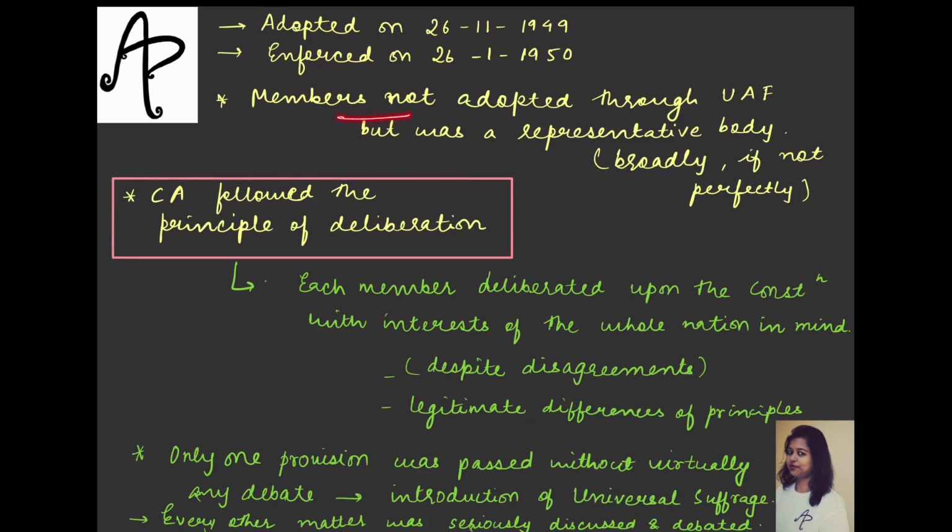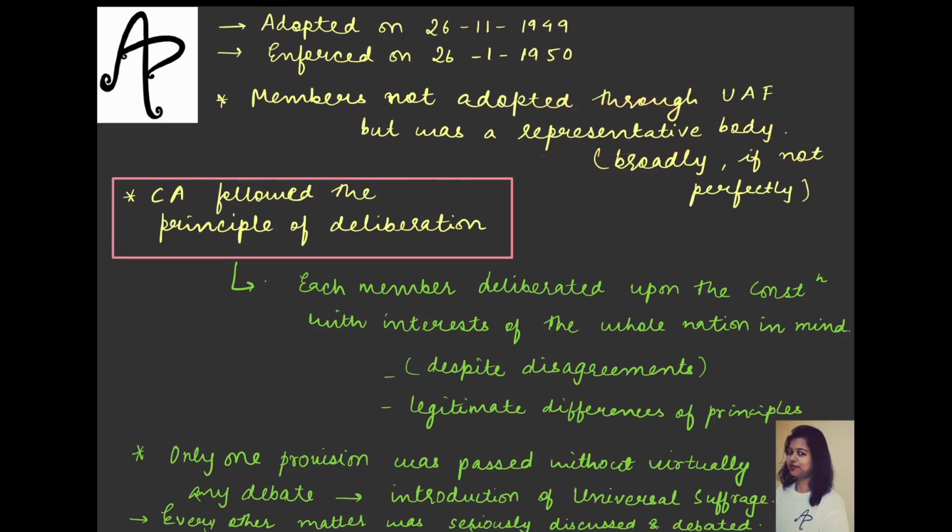Now the members were not adopted through universal adult franchise, which means that every adult, like you know we vote in the present situation, every adult can vote. तो ऐसा system नहीं था उस time पे, लेकिन the body which chose this, ठीक है, the Constituent Assembly, that was a very representative body, even if not perfectly, very broadly, because every kind of grouping was representing that body.